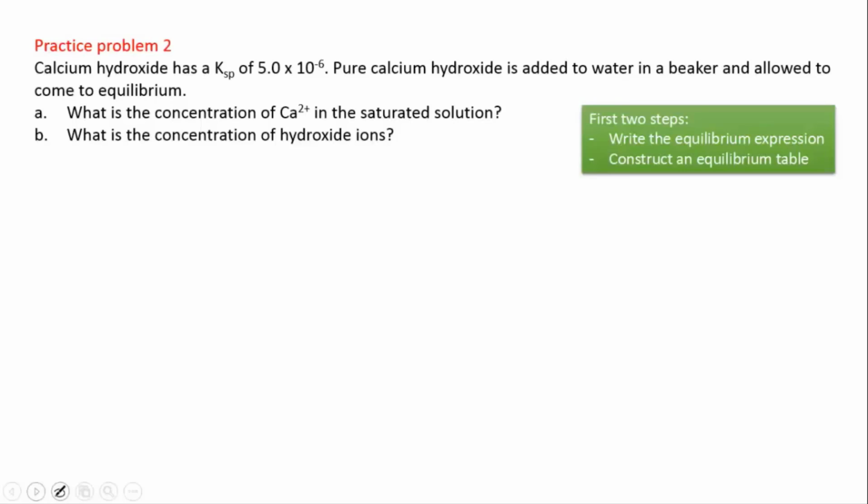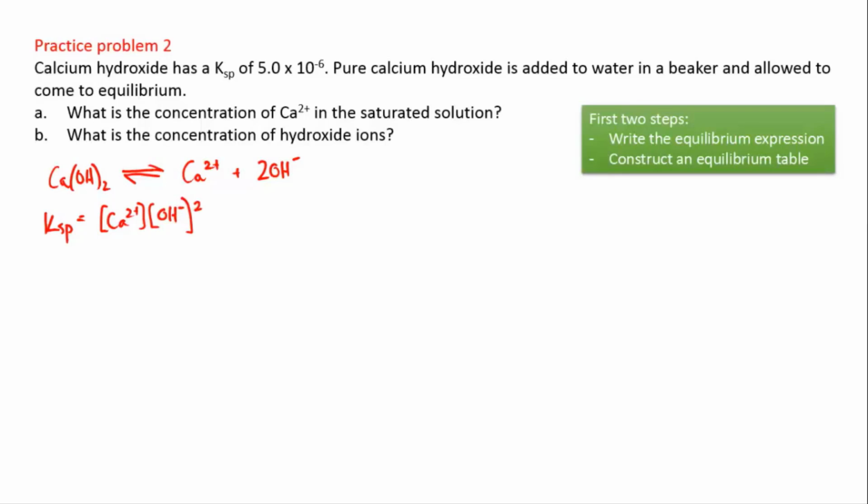So, as with our other problems of this kind, our two steps are to write the equilibrium expression and to construct an equilibrium table. So our equilibrium expression: calcium hydroxide has the formula Ca(OH)2, and it's going to dissolve into 1 calcium ion and 2 hydroxide ions. So the KSP expression is going to be the concentration of calcium times the concentration of hydroxide squared.